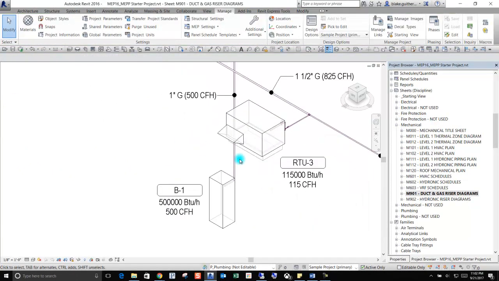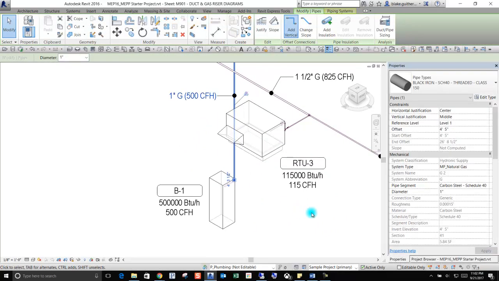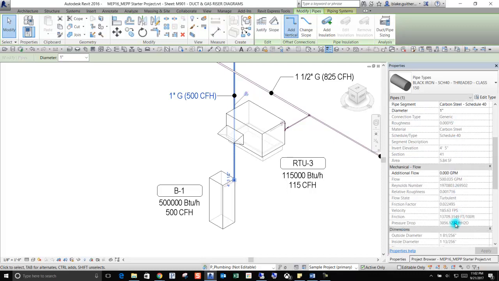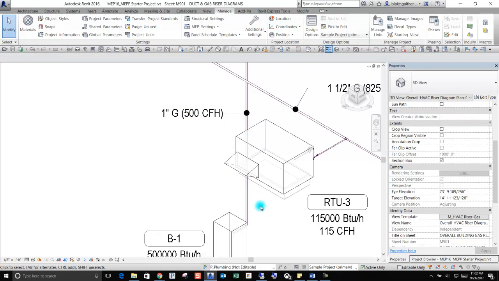So how are we doing that? This piping system right now is set to this MP natural gas pipe, which is a hydronic supply system classification that does flow calculations. So we're using the GPM in the piping system as a CFH. That's not entirely accurate, but it's only because we don't have all the available data types yet to do it appropriately. So Revit sees the value as a GPM, but our system of tags, families and schedules sees the value as a CFH value.